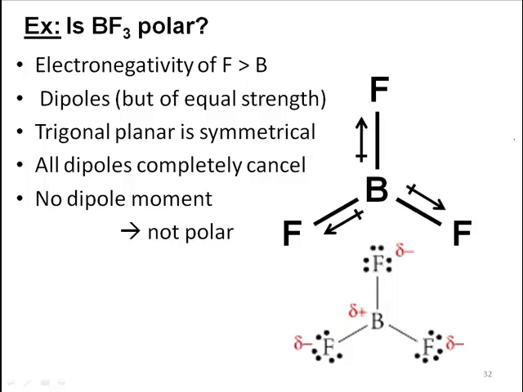Are there any lone pairs around the B here? No. Got 3 electron domains, no lone pairs. So 3 electron domains means it can be trigonal planar.